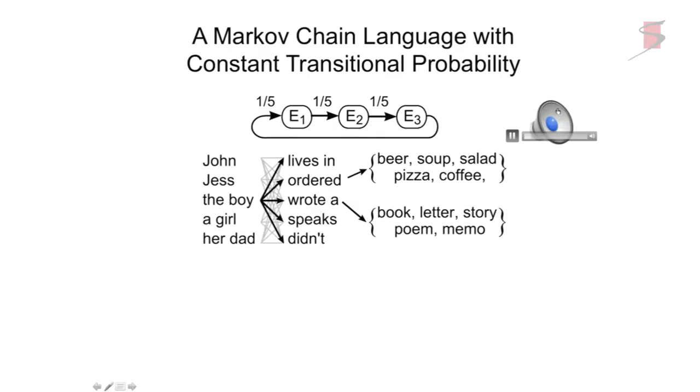John speaks Dutch. Her dad wrote a book. Her dad speaks French. Jess wrote a poem. Her dad didn't answer. A girl speaks Russian. The boy wrote a story. The boy didn't move. John didn't come. Her dad speaks English. So imagine doing that for a day.